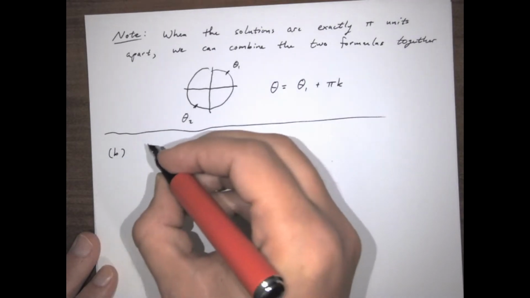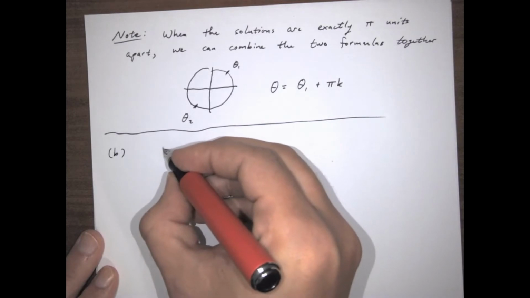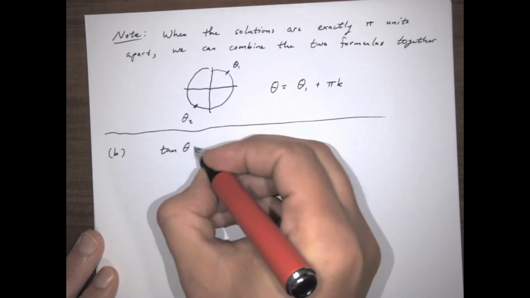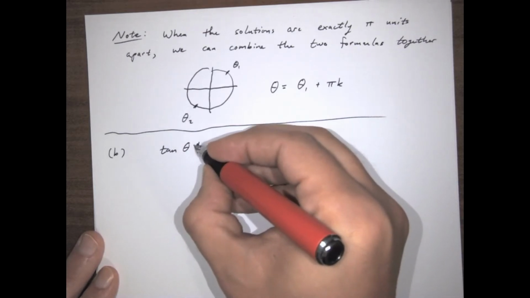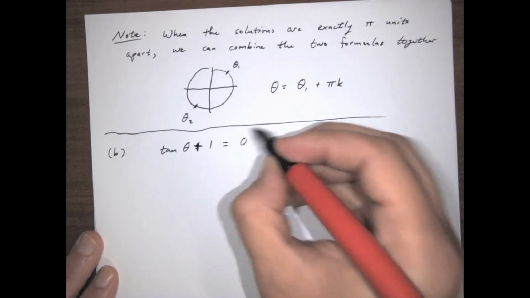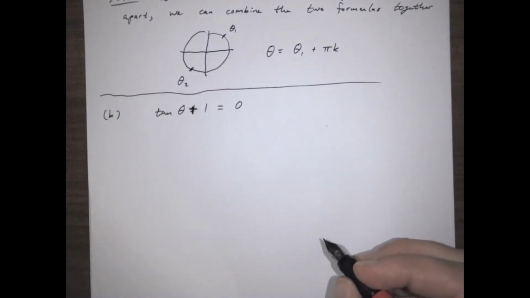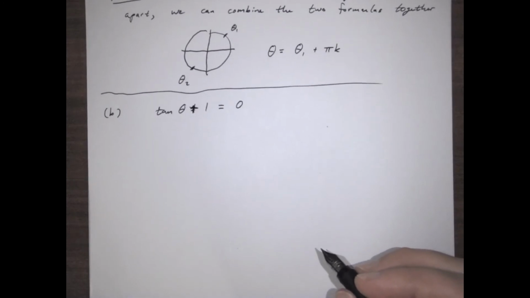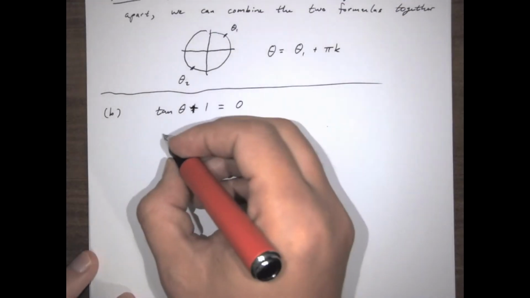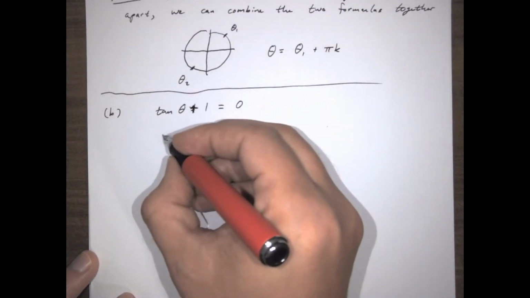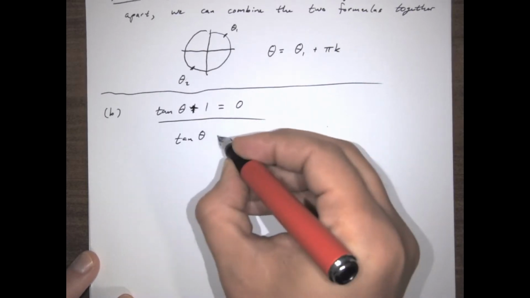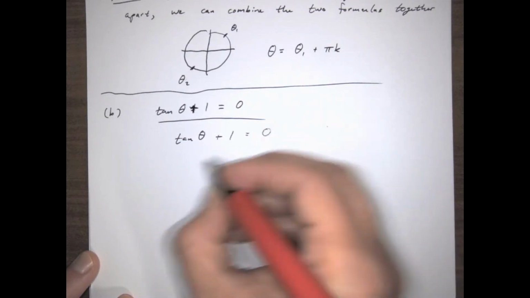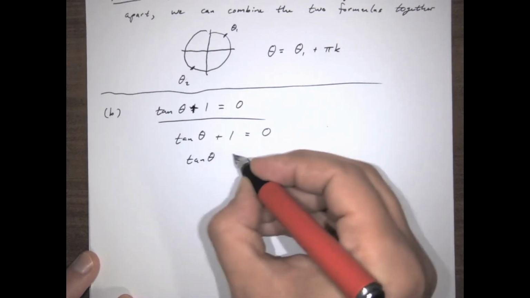And now if we try this with something like tangent, say tangent theta plus 1 equals 0, we'll just go through the same process again, and we'll note that when we happen to be dealing with tangents or cotangents, because their period is only pi, we'll be in the case that is noted by that note. And so if we solve this, we would just subtract 1 from both sides.